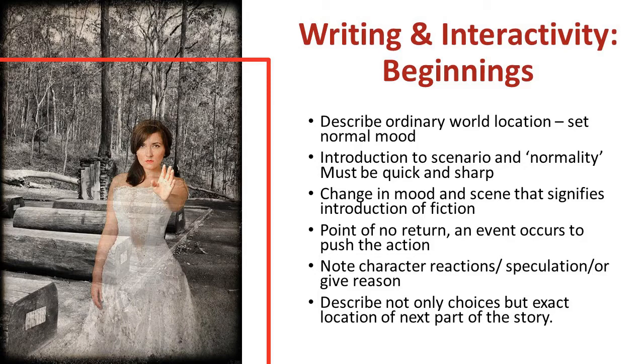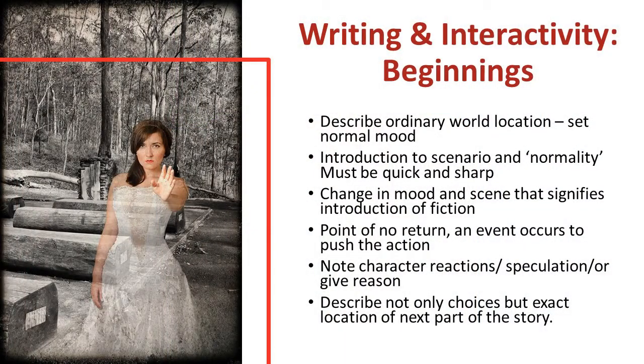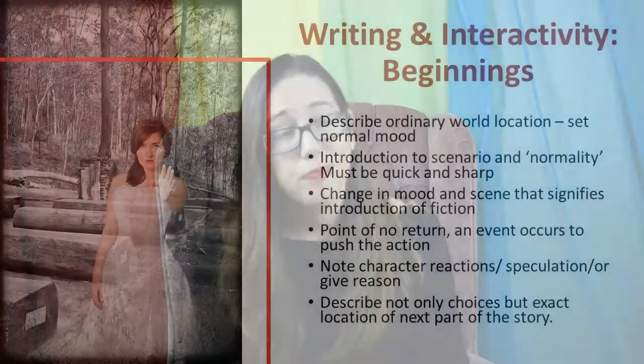And then from there, you want to introduce some sort of point of no return. So an event that occurs to push the participant into action and into the first motivational based choices that they have to make. So when you are describing that point of no return and that change in mood that introduces the fictional element into things, you want to make sure that you're also noting the character reactions and speculation. Basically, kind of give you a reason that helps people notice that this is not part of the ordinary and this is the introduction of the story element.